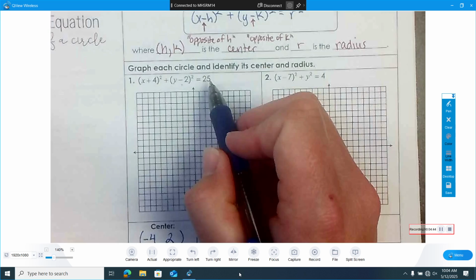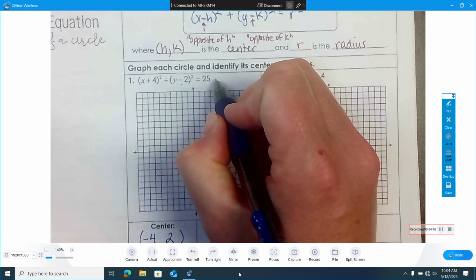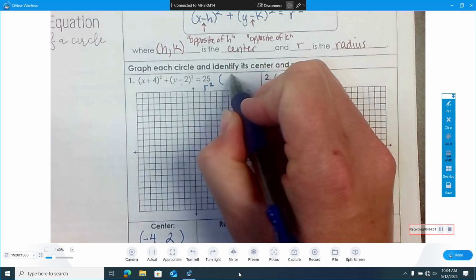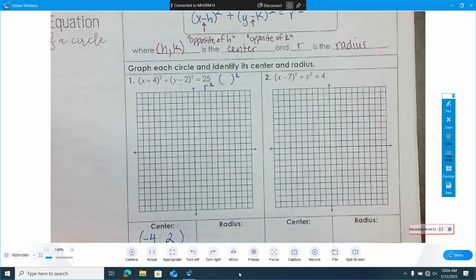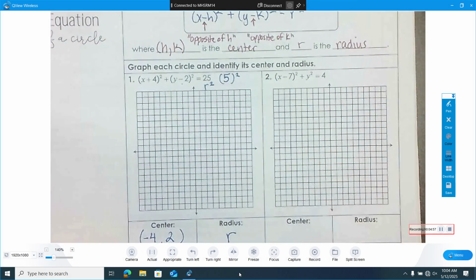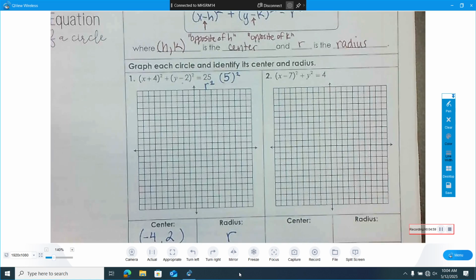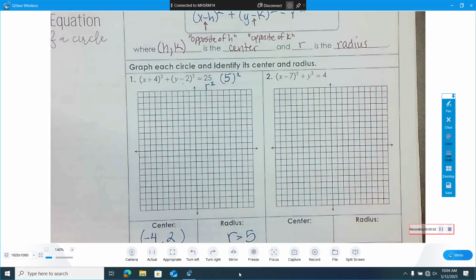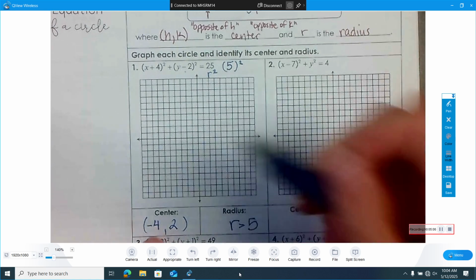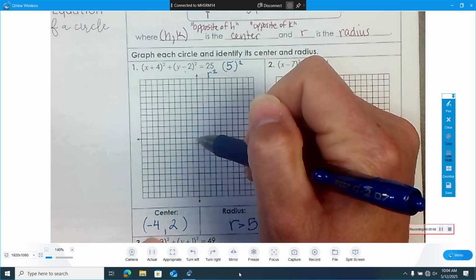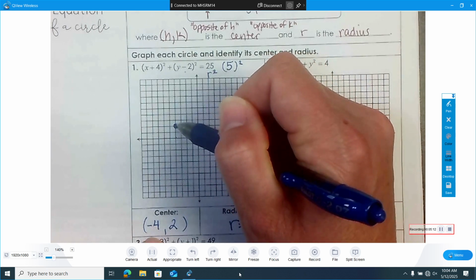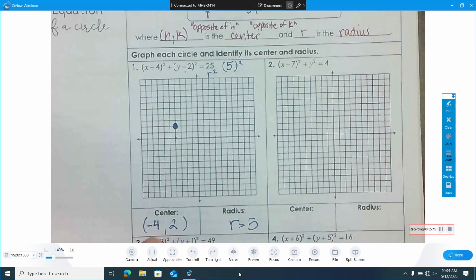Now remember, 25 is the radius squared. So we want to know, hey, what is being squared to get 25? 5 is being squared, so our radius is 5. R equals 5. So how are we going to graph this? It's pretty easy to graph these. We're going to plot the center. So the center is at negative 4, 2. So 1, 2, 3, 4 to the left and 2 up. So there's our center at negative 4, 2.